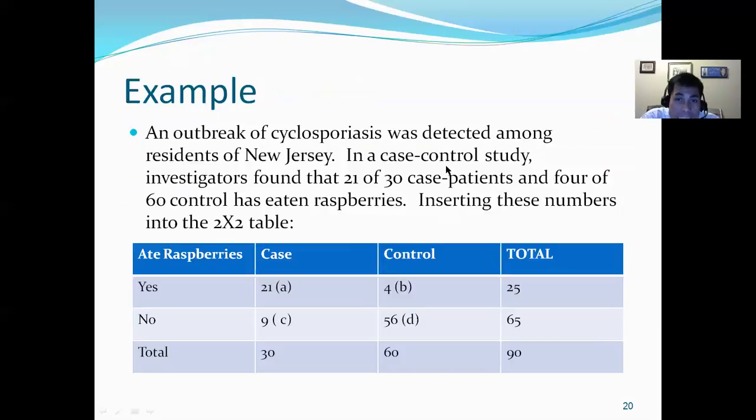An example. An outbreak of cyclosporiasis was detected among residents of New York State. In a case control study, the investigators found that 21 of 30 case patients and 4 of 60 controls had eaten raspberries.